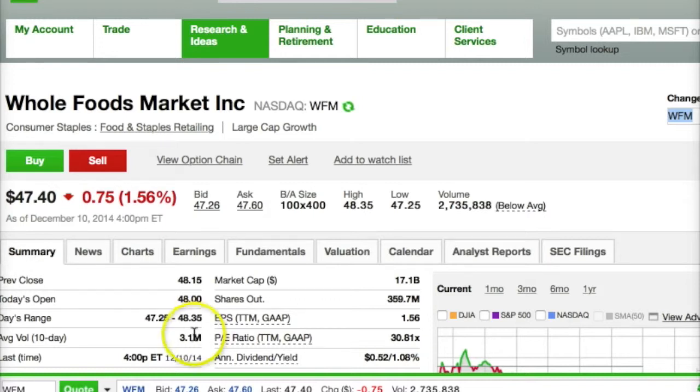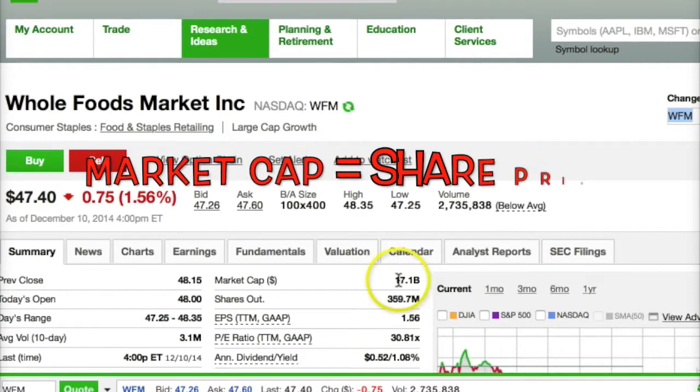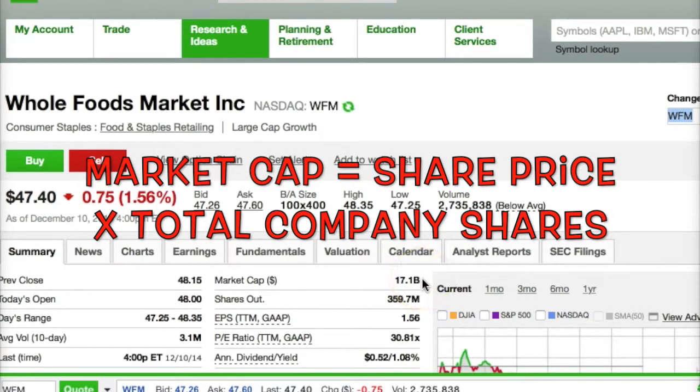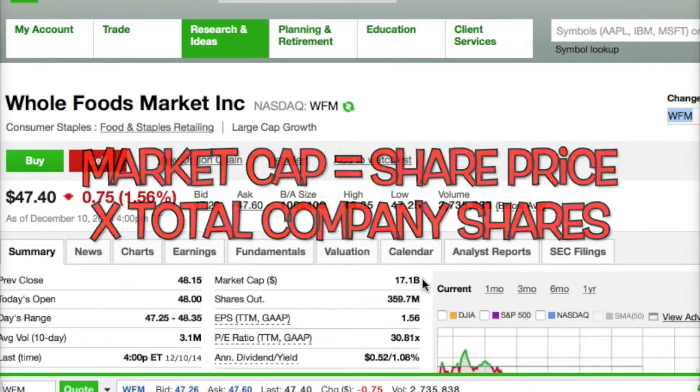The average volume here is 3 million transactions for the day. We can see the company's market cap is 17 billion. Market cap is simply how investors like yourself and I value the company, or what we're willing to pay for the company. It's simply the stock's price multiplied by the number of shares.